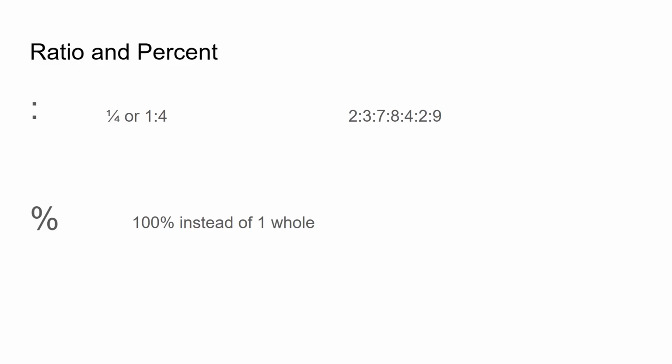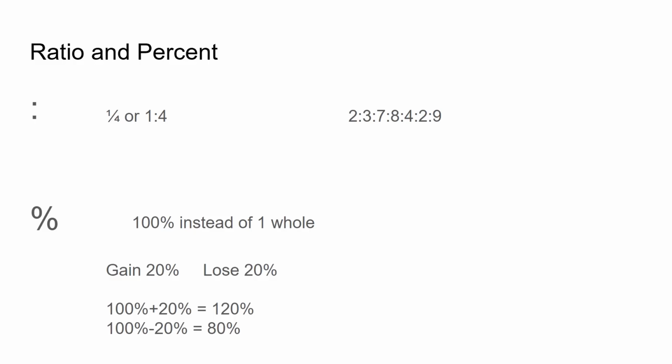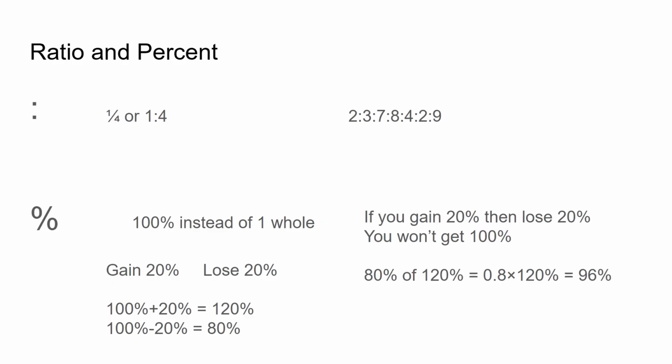And gaining and losing percent might seem a little confusing. Gaining 20% is 100% plus 20% equals 120%. Losing 20% is 100% minus 20% equal to 80%. However, 80% of 120% is not 100%. Instead, it is 96%, which is 0.8 times 120%. Note where there are implied parentheses.